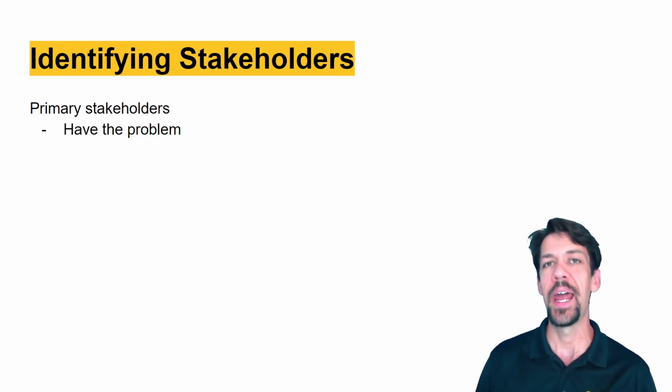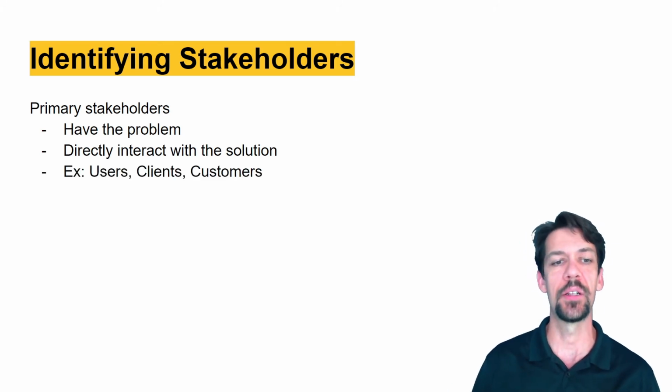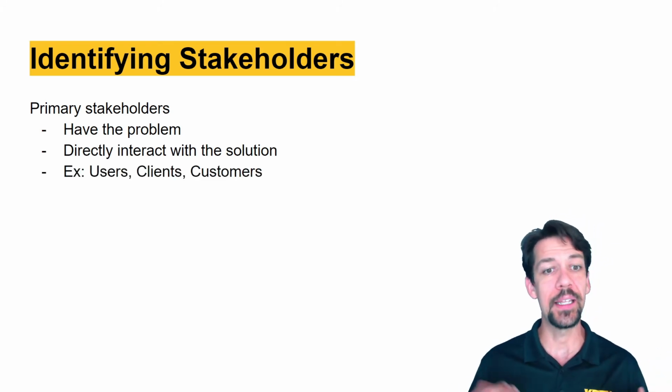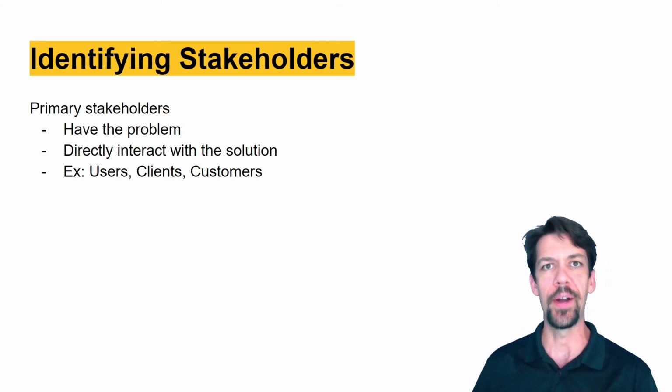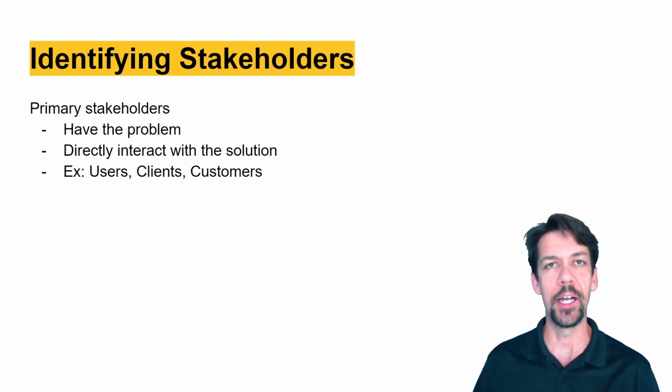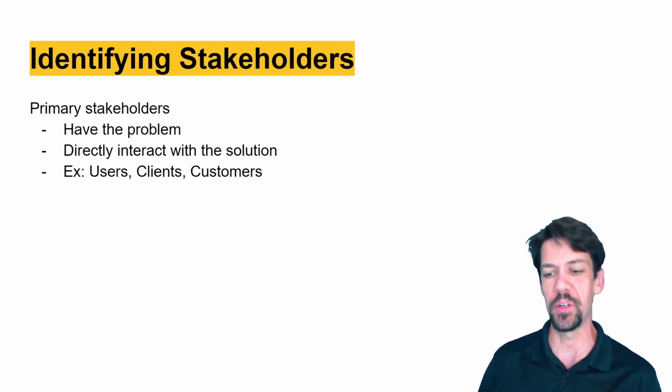Primary stakeholders are the people that have the problem. They will directly interact with the solution, and they're like the users, the clients, the customers. They're the people that are on the ground that are going to directly interact with whatever it is that you're producing, whether it's a service or a product or an ecosystem or an infrastructure of some kind.